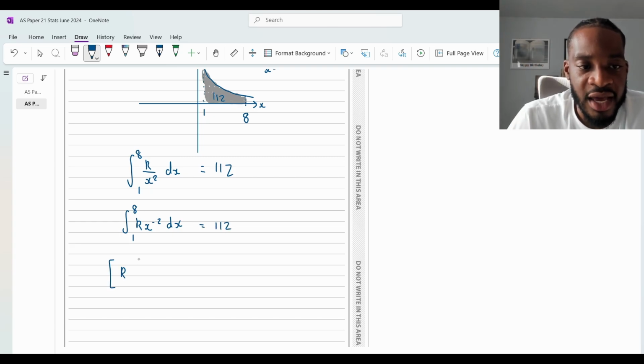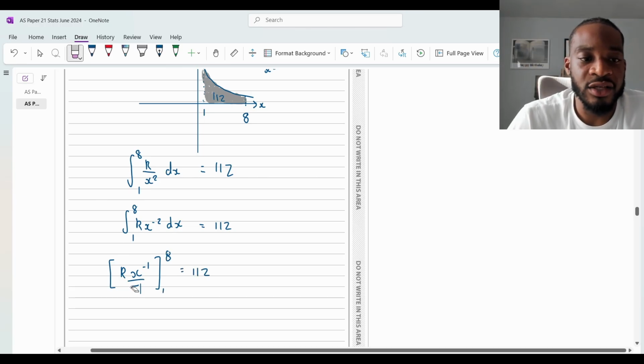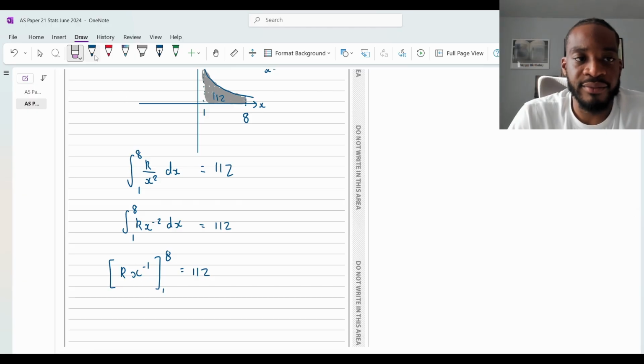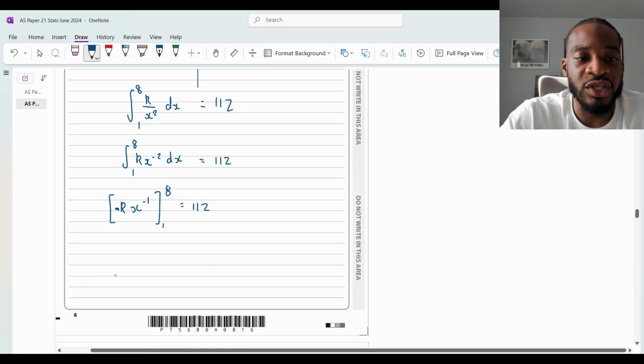Integrating that, the k will stay. Add 1 to the power will be -1. Divide by the new power, which is -1, between 1 and 8. And that will equal 112. And dividing by -1 is the same as multiplying by it, so instead of writing it like that, I'm just going to write it like that. Okay, so now we are here. We just need to evaluate this.